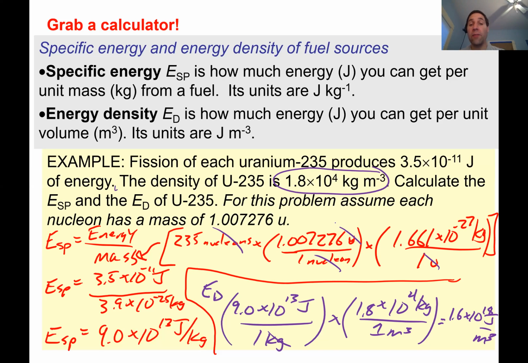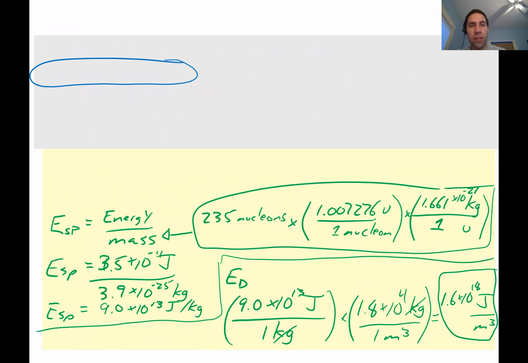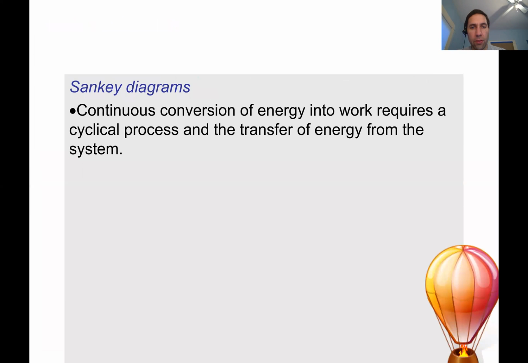If I give you a problem like that for any sort of primary energy source, you should be able to calculate the specific energy and the energy density. So let's see how the different specific energies and energy densities compare. Okay, there we go.